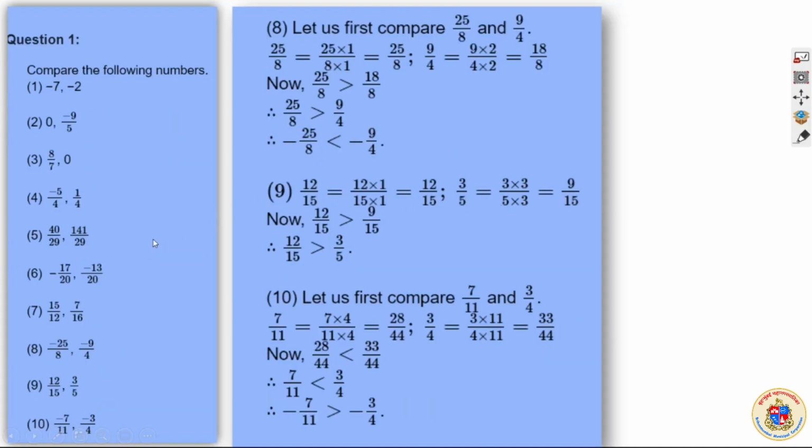Coming to the next one, compare the following numbers. When a comparison of numbers comes in the case of number line, basically you should know that from 0 to the right it is positive numbers, to the left it is negative numbers. Always on a number line from left to right the value of the number increases. These 2 points you should keep in mind while answering this.